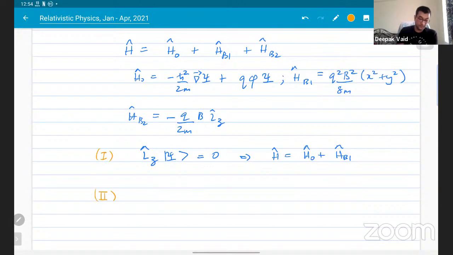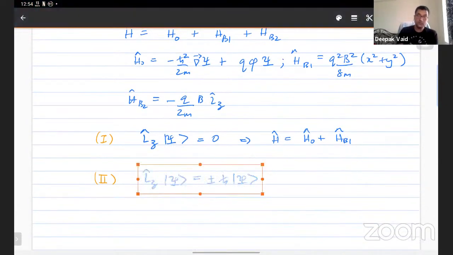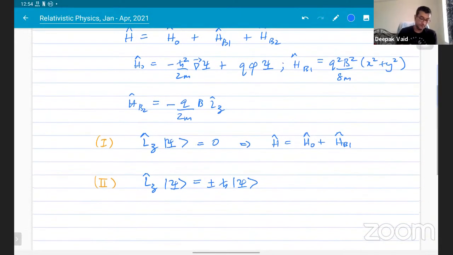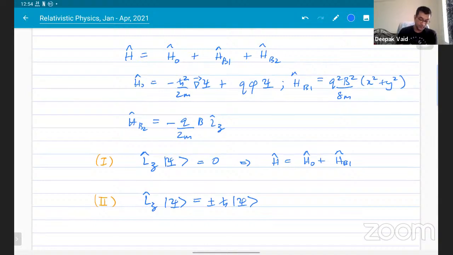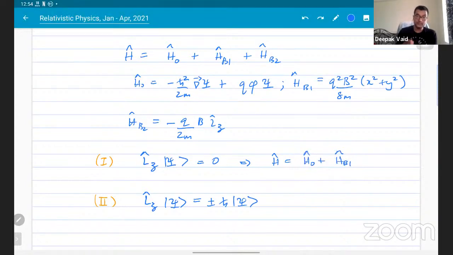What is the other possibility? The other possibility is that your angular momentum is not 0, right? So this could be, let's say, plus or minus h bar psi. So the moment you introduce this term, what you are doing is you are lifting a degeneracy. So this Hamiltonian H prime, if you just look at H naught plus H P1, has two degenerate ground states.